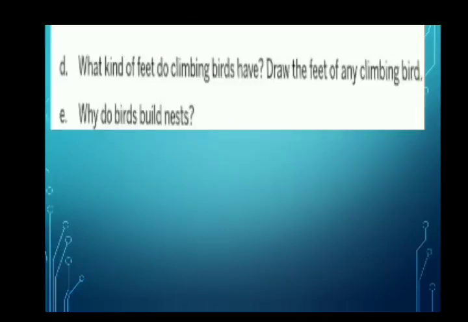Now question 4D. What kind of feet do climbing birds have? Draw the feet of any climbing bird. Children, as right now I discuss with you when we have matched the toes with that of the birds, climbing birds have feet with two toes pointing front and two at the back. This helps them to have a grip while climbing onto the trees.